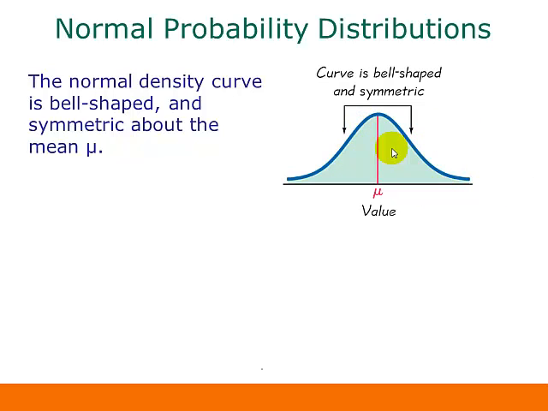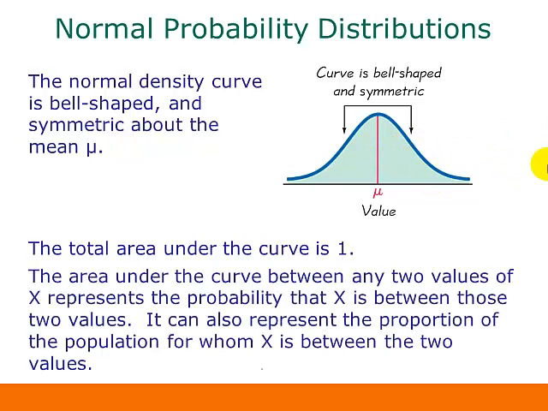So here is the bell-shaped curve that we have looked at before. And this is what a normal density curve looks like. Here's our mean in the middle. The curve is bell-shaped and it's symmetric on either side of the mean. The total area underneath this curve is 1. And the area under the curve between any two values of x represents the probability that x is between those two values. It can also represent the proportion of the population for whom x is between the two values.